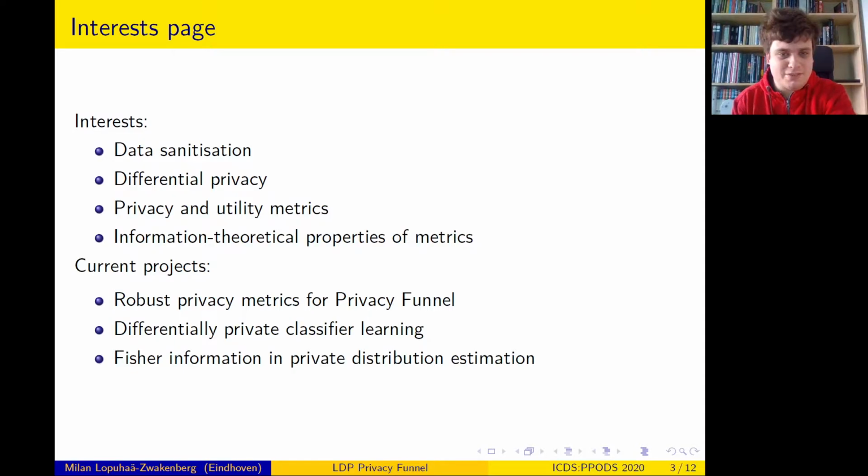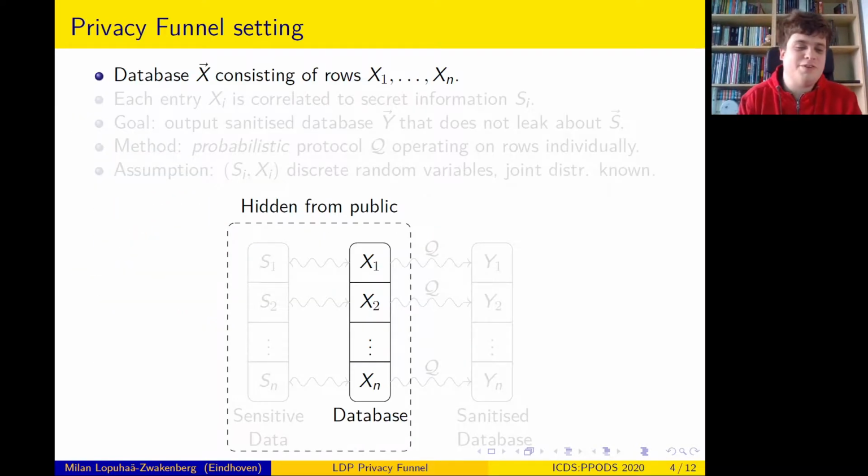So now back to the talk, which was The Privacy Funnel from the Viewpoint of Local Differential Privacy. Let me start by explaining what the privacy funnel is. So we have a database X, and it consists of n rows x1 up to xn, each representing the data from one user. And we want to publish this database.